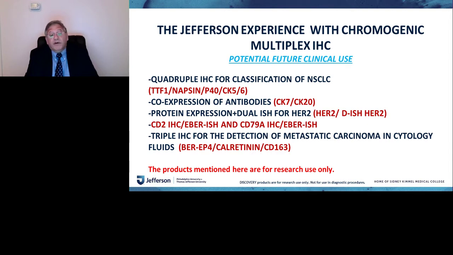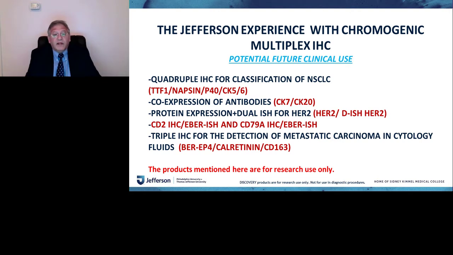B and T cell lymphomas that are EBV driven, this will be like CD2 or CD79A together with the EBER in situ hybridization. And we developed also a triple stain for metastatic carcinoma in cytology fluid by adding a third marker, the CD163 for macrophages. And I'm going to show you some nice pictures about this.